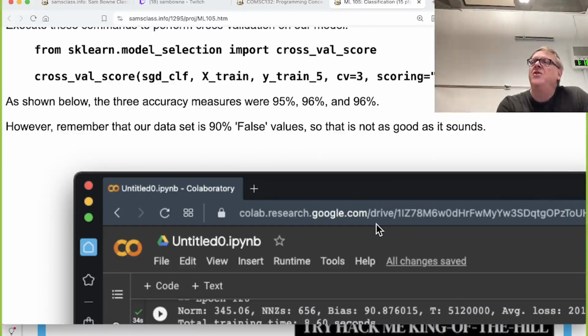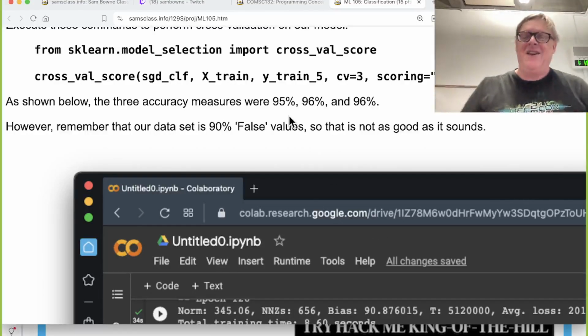That sounds good, although to be fair, it's not all that good because remember, 90% of the data is not 5. So if you just said false all the time, you'd be 90% correct. So being 95% correct is not as impressive as you might think.